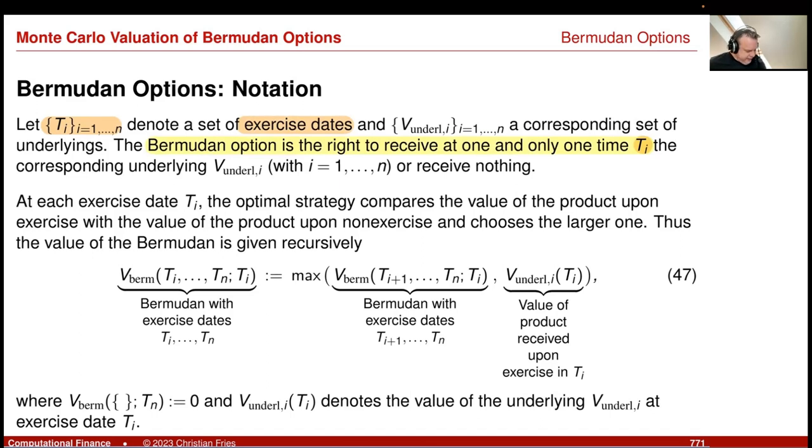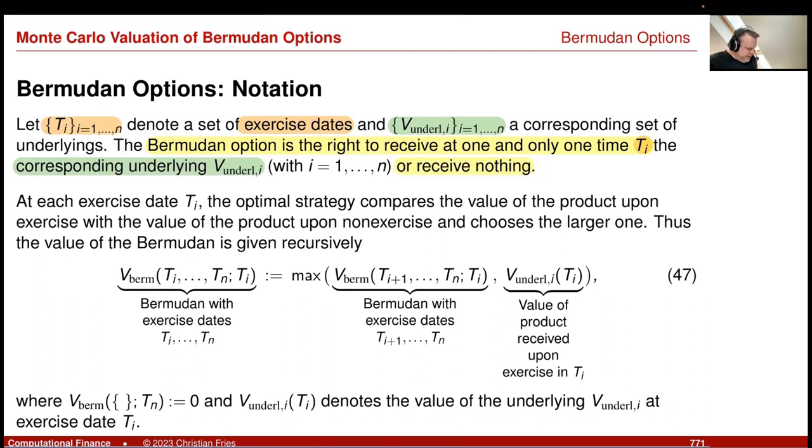So in addition to the vector of exercise times, I have a vector of underlyings, these V. It could be, just as an example, the value of the stock in Ti minus Ki, some strike Ki. But this can be very general. For example, in interest rates, the underlying is often just a swap with remaining periods up to a certain maturity. So the swap becomes shorter and shorter. So you have the option to exercise into a swap or something else. So the Bermudan option is the right to receive at one and only one of these times the corresponding underlying. Well, in the end, you receive nothing. You could also say that the last underlying is just a constant zero.